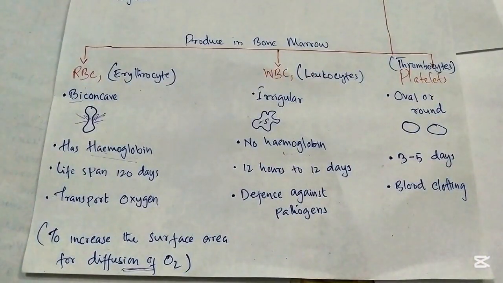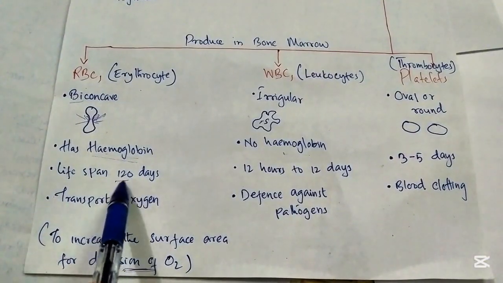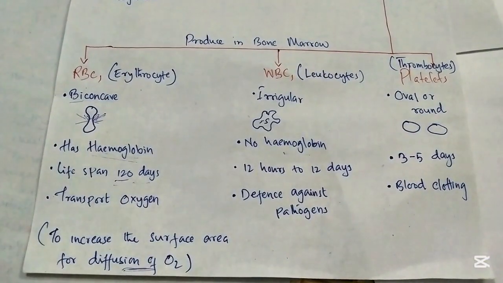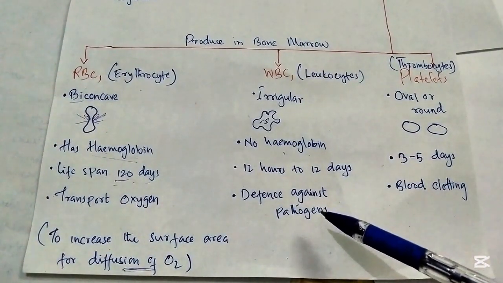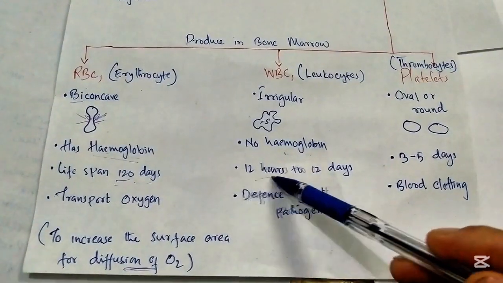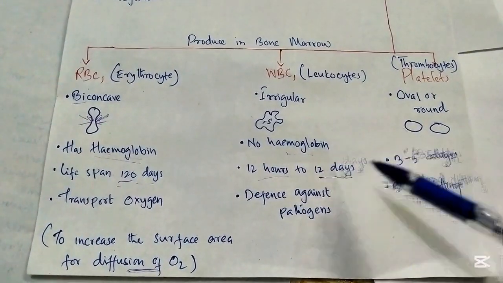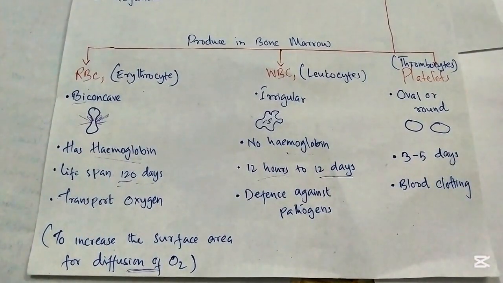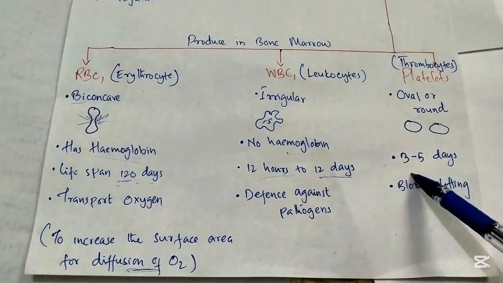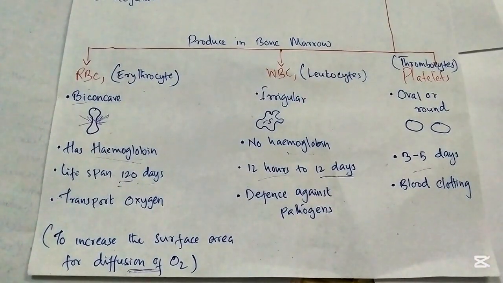So next we have the lifespan. The lifespan of red blood cell is 120 days. Whereas the lifespan of the white blood cell is 12 hours to 12 days. And the lifespan of the platelets is 3 to 5 days.